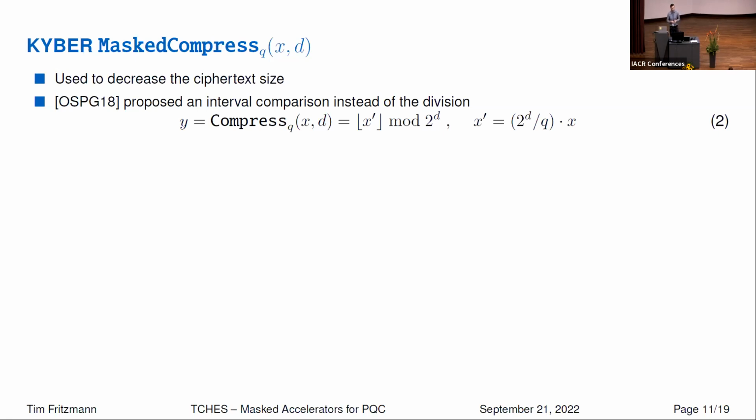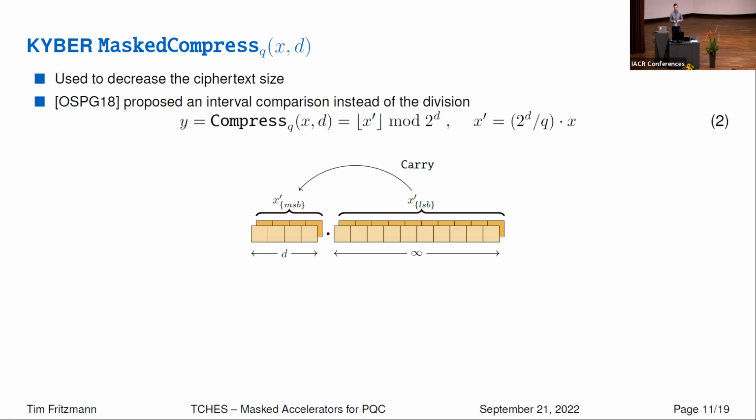Previous works therefore proposed an interval comparison instead of using the division. But this is not possible if we have higher compression parameters D. So we cannot split easily into many intervals and then make the comparison. Therefore, we have developed an alternative approach, which in fact uses the division. But now let us have a closer look at the division.